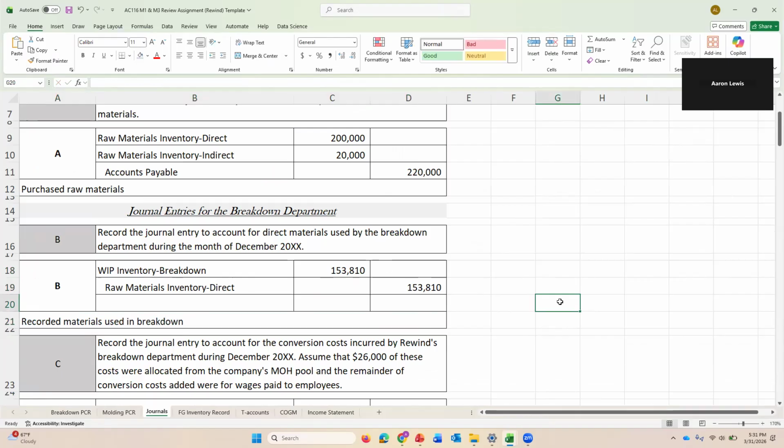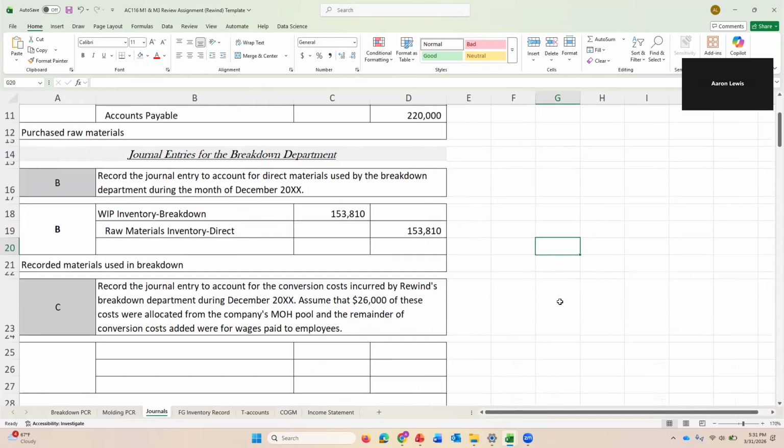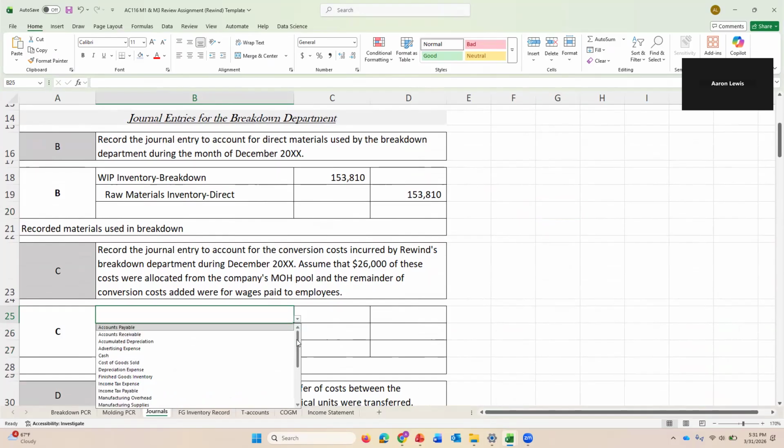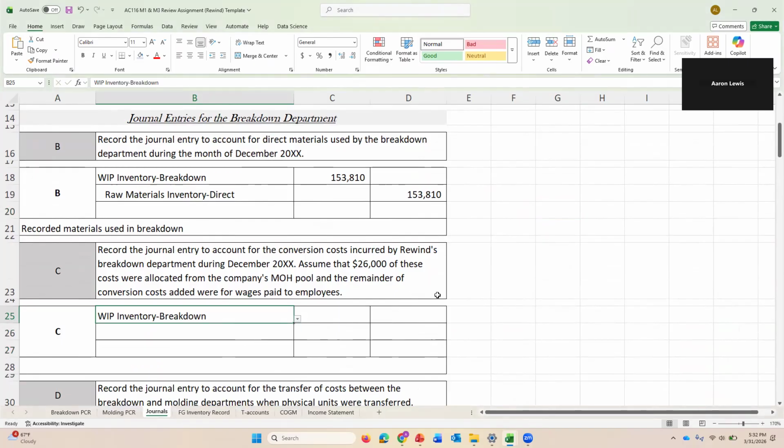But that's only one part of the cost the breakdown department added. The other part of the cost is conversion costs. So in C, we need to put more cost into the inventory that's being produced in the breakdown department. But still, they're product costs. They still don't get expensed at the time. They have to flow through inventory. So once again, I'm going to debit WIP inventory breakdown. These are for conversion costs, of which there are two different elements to it.